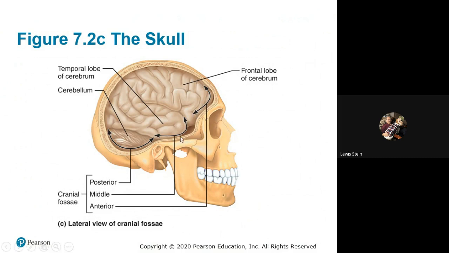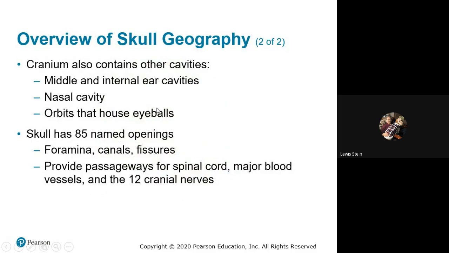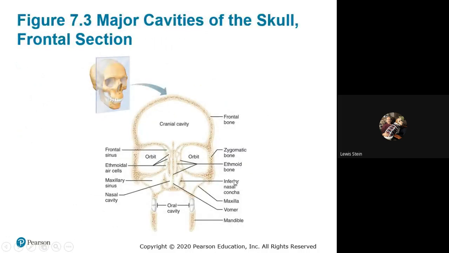So as you can see, frontal lobe, temporal lobe, and then here, this is mostly cerebellum down here. You can see where the fibers run, and we'll get to all that. So a variety of cavities are in there. The skull has, you don't have to know 85, 84 will be fine. Foramina, canals, fissures, spinal cord, major blood vessels, cranial nerves. And then an interesting schematic that you can kind of see.